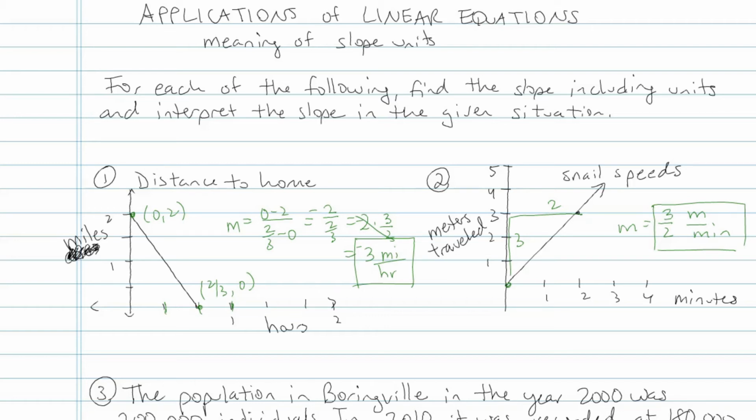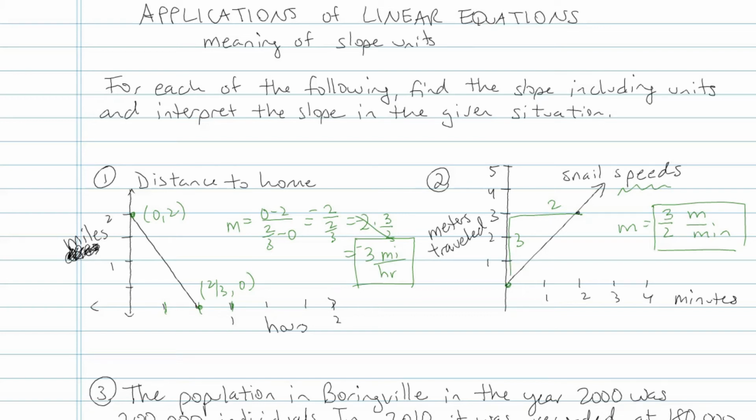Or if you want to think of it in terms of a mixed number, you could think of it as 1.5 meters per minute. That's how fast the snail's speed is. The snail is going either 1.5 meters per minute or 3 meters every 2 minutes. That's what the slope tells me.